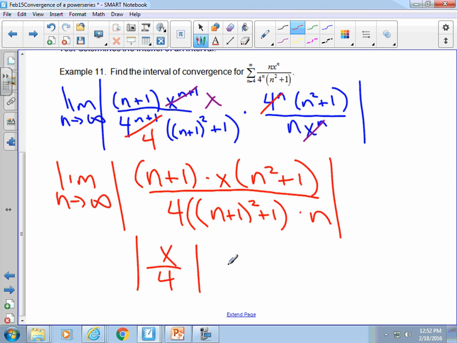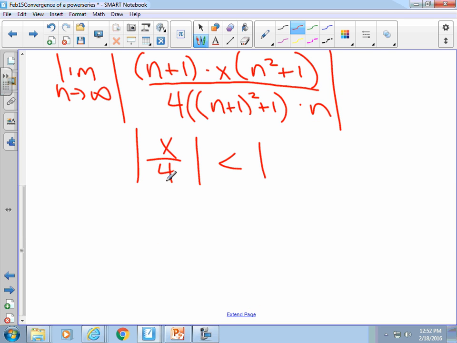X over 4 has to be less than 1 for it to converge by the ratio test, right? What I don't know is if x over 4 equals 1, whether it converges or diverges, and that's going to be the new thing for this problem. But let's go ahead and do the interval of convergence. The first part would be negative 4 to 4. Everyone agree?